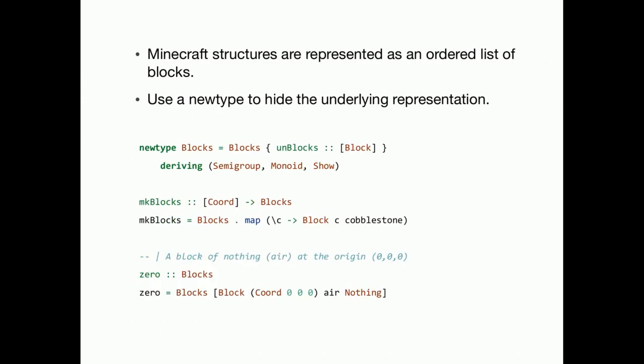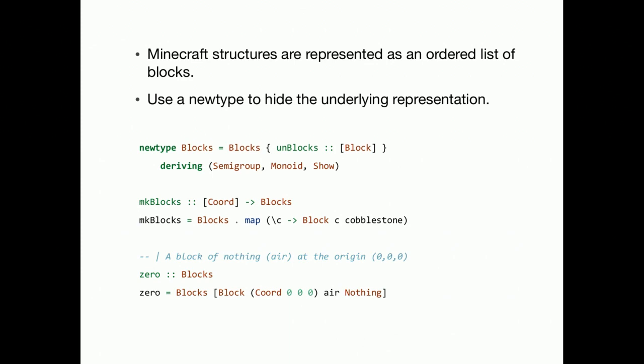Minecraft structures are a list of blocks, and it's an ordered list of blocks, so any later block, if it has the same coordinate as an earlier one, simply overrides it. Why do I have a newtype? Well, it helps. Later on, when we do layout and things, we'll have lists of structures. So the newtype helps to hide the underlying representation, which here is a list of blocks.